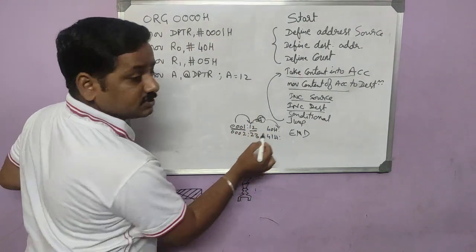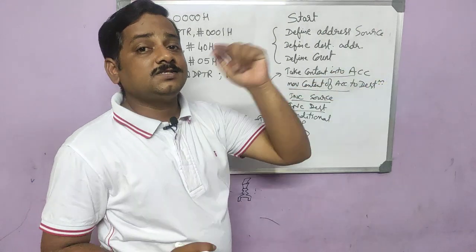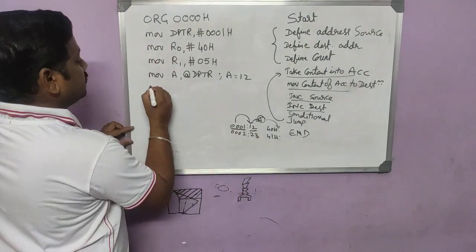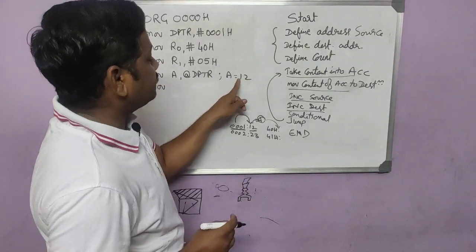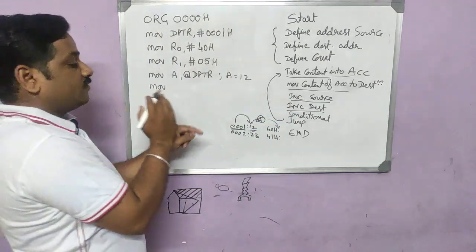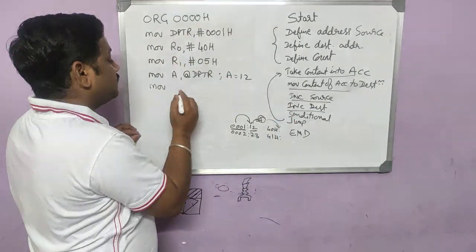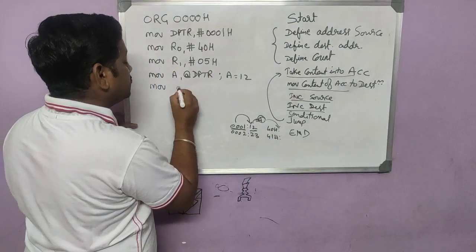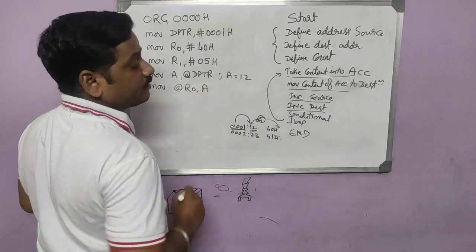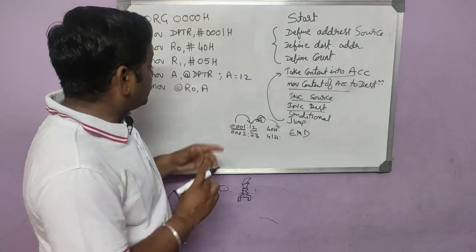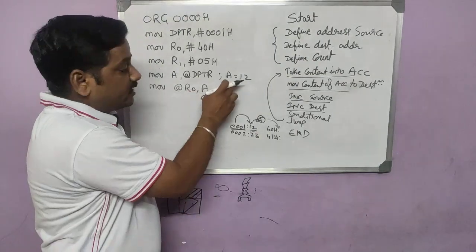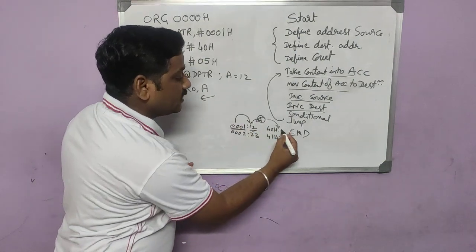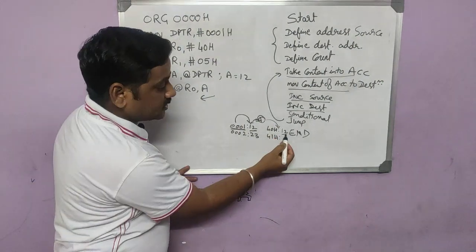Then you shift it into 40H. You need to move that content from the accumulator to the destination. I want it at 40H. So what we need to do is MOV. Where do we have this? We have it in A. From there I should move it to 40H. 40H is assigned to R0. So I write MOV @R0, A. Again it will work right to left. The accumulator has 12 and that will be moved to @R0. R0 has 40, so at 40 I will get 12.